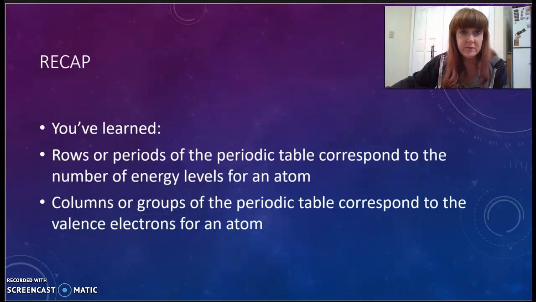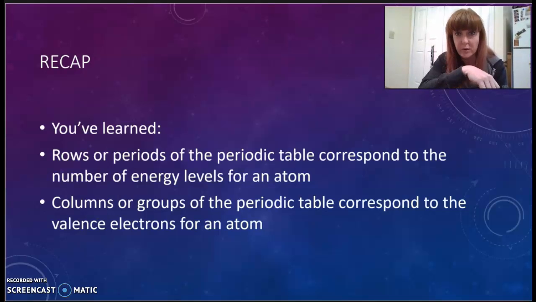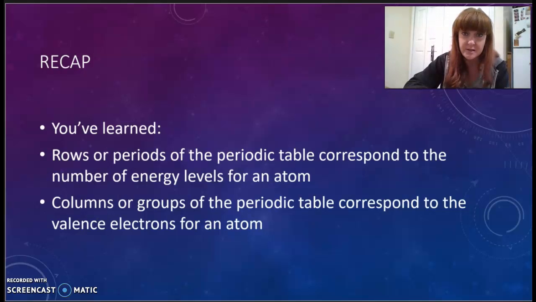So to go over what we've learned today, we've looked at rows and periods of the periodic table, how those rows or periods are: row number 1 has 1 energy level. Period 2, there are 2 energy levels. Period 3, 3 energy levels for all the atoms that are in that period, in that row. And the groups or the columns of the periodic table tell you how many valence electrons are in that atom. So column 1 would have 1 valence electron, 1 electron in the outer energy level.